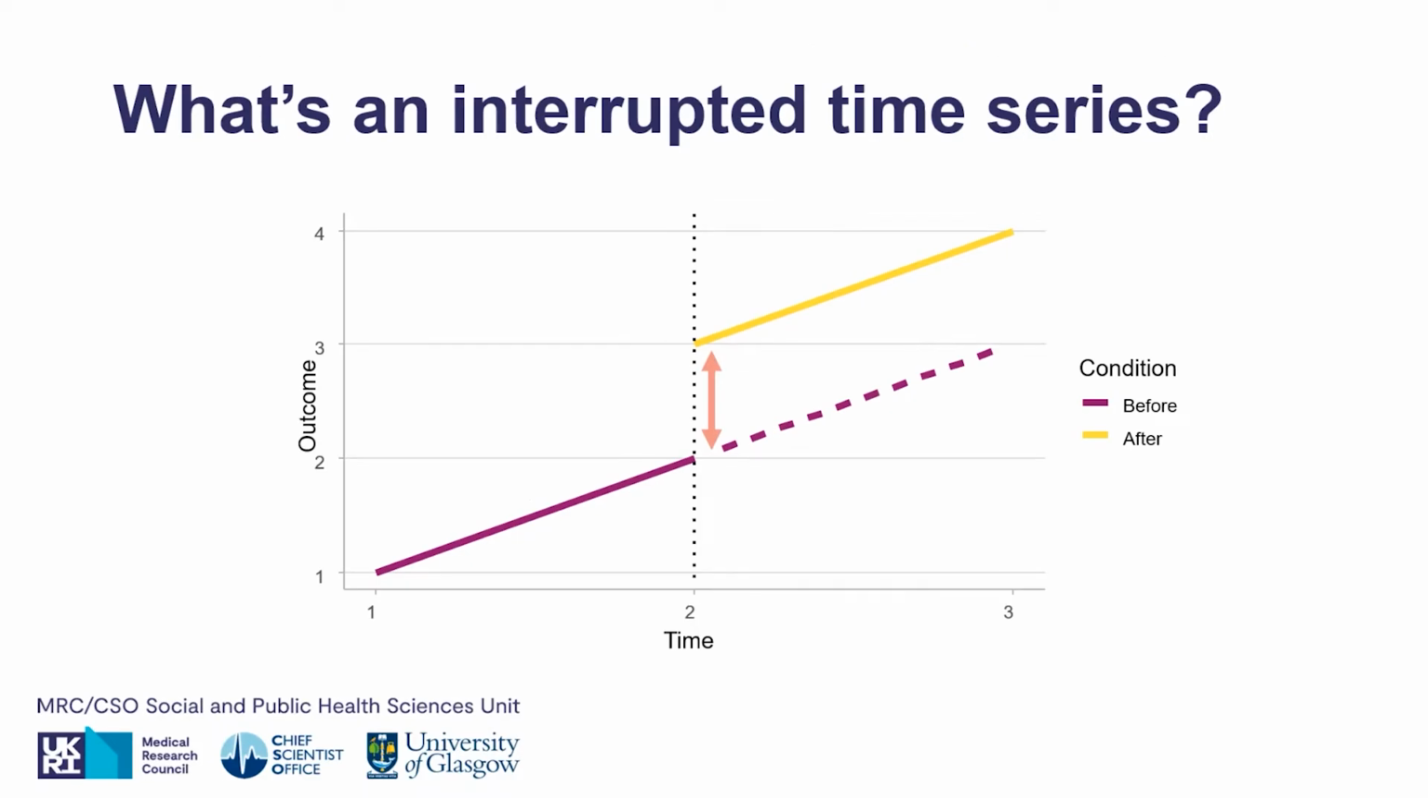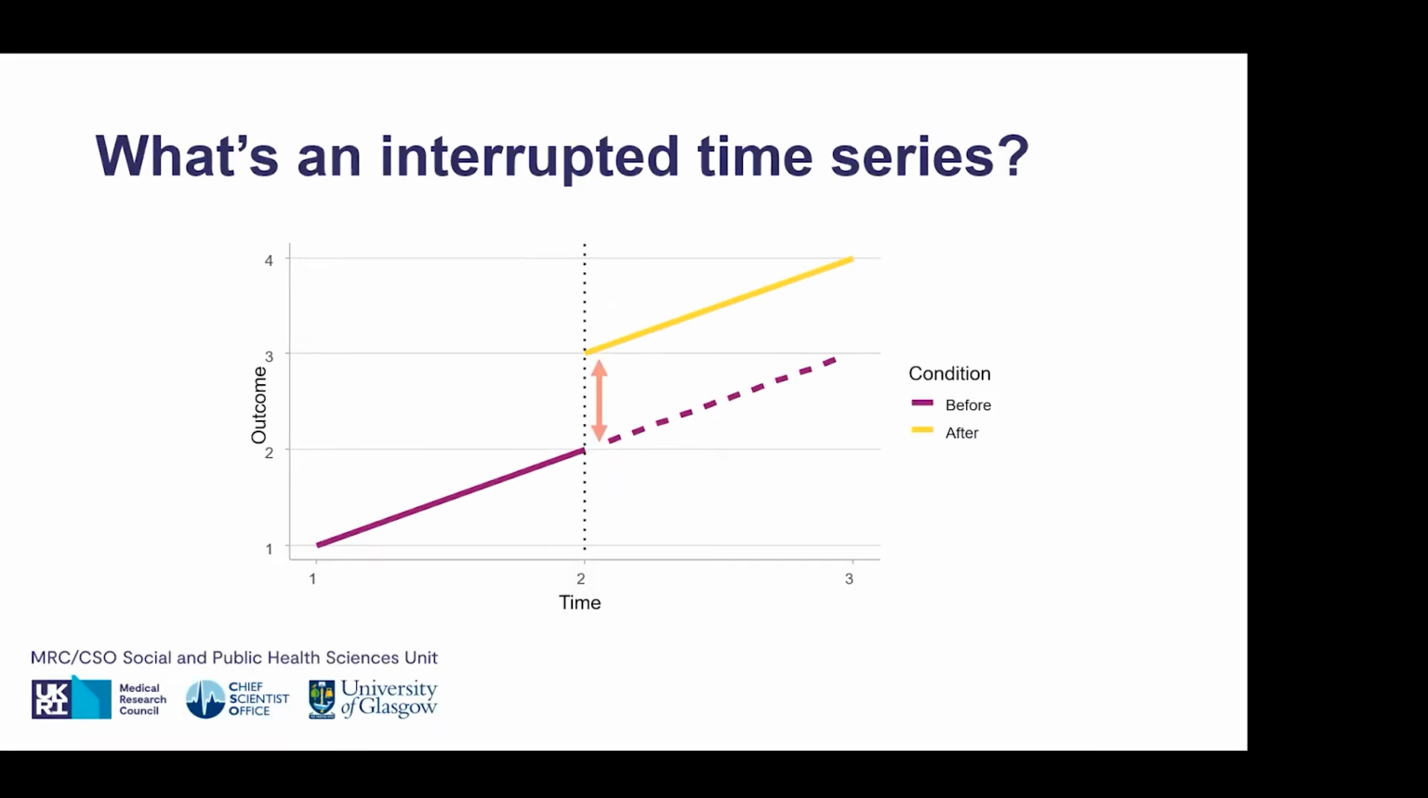And from here, it looks quite clear that the intervention at time 2 has created a jump up in what this outcome is. And that's a key thing. It's a time series going along a time axis, and it's interrupted by breaking that linear model at the point of intervention and testing whether that is a significant effect.